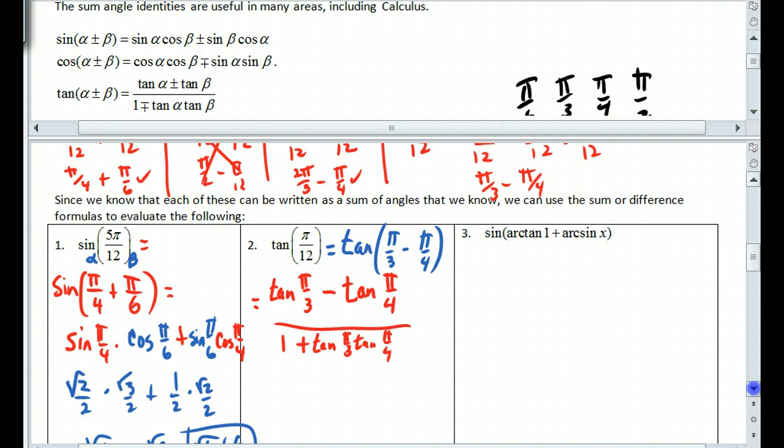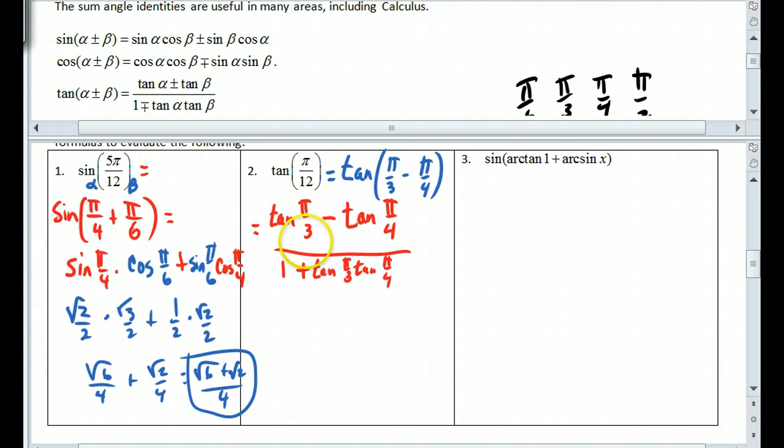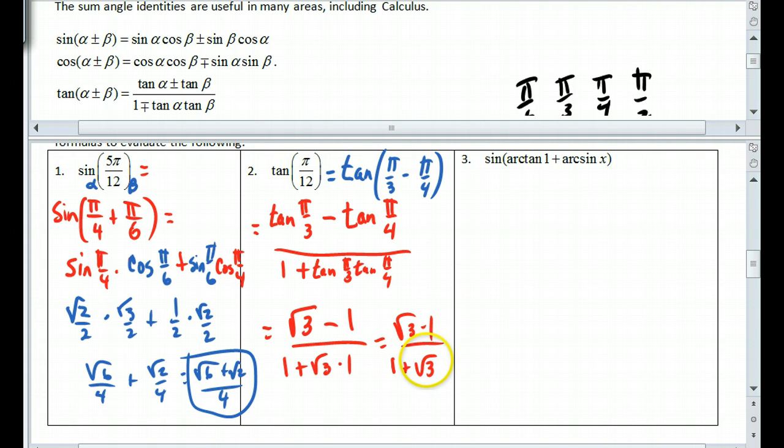Now all you do is evaluate those pieces. Remember, tangent of pi over 3, I don't need another 3 there, so I'm going to just get plain square root of 3, minus tangent of pi over 4, that's going to be 1, all over 1 plus square root of 3 times 1. So what I'm left with is square root of 3 minus 1, all over 1 plus square root of 3. Now what might happen to you is that this might not be the same answer as in the back of the book. Sometimes they want you to rationalize, and how we rationalize this one again is that we use the conjugate.